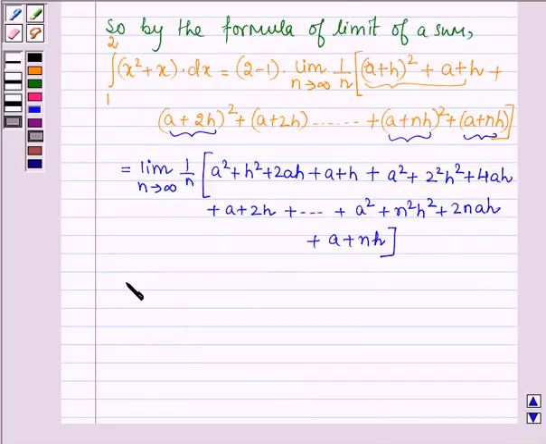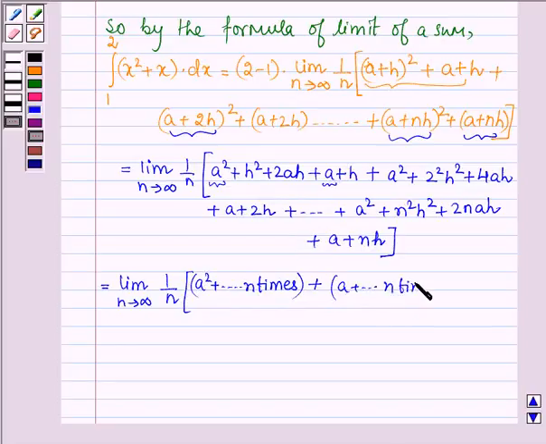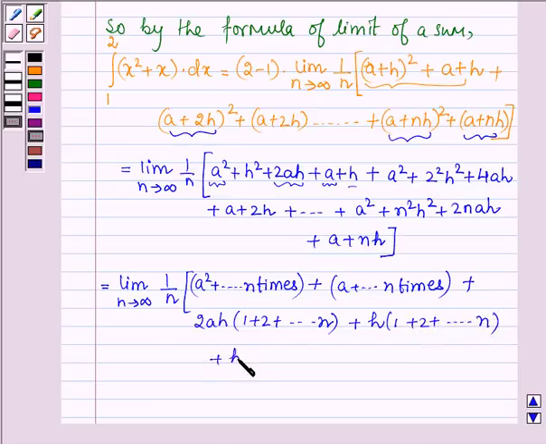Now this is further equal to limit as n approaches infinity, 1 by n. Now a square is n times, plus a is also n times, plus, now taking 2h common, we have inside the bracket 1 plus 2 plus so on up to n, plus then taking h common, inside the bracket we have 1 plus 2 plus so on up to n, plus lastly taking h square common, we have 1 square plus 2 square plus so on, and from the last term we have n square.